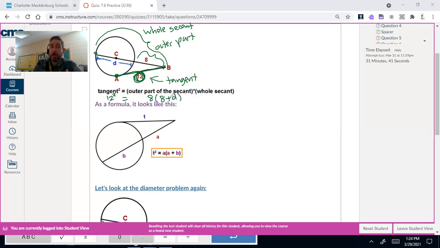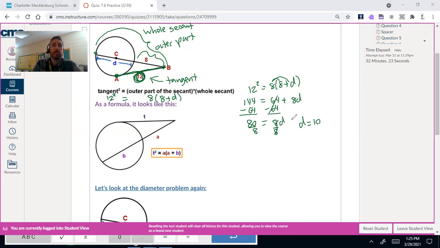Now remember, the answer to this was 10. So 12 squared is equal to 8 times 8 plus D. Watch how we work that out. 12 squared is 12 times 12. That's 144. 8 times 8 is 64. And then we distribute the 8 to the D. Subtract 64. 144 minus 64 is 80. Those cancel out. And then 80 divided by 8. Voila. Your diameter ends up being 10.